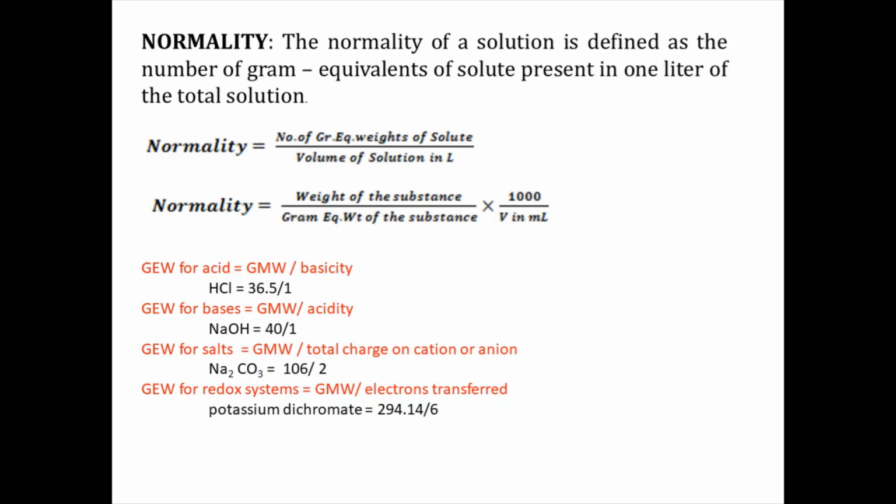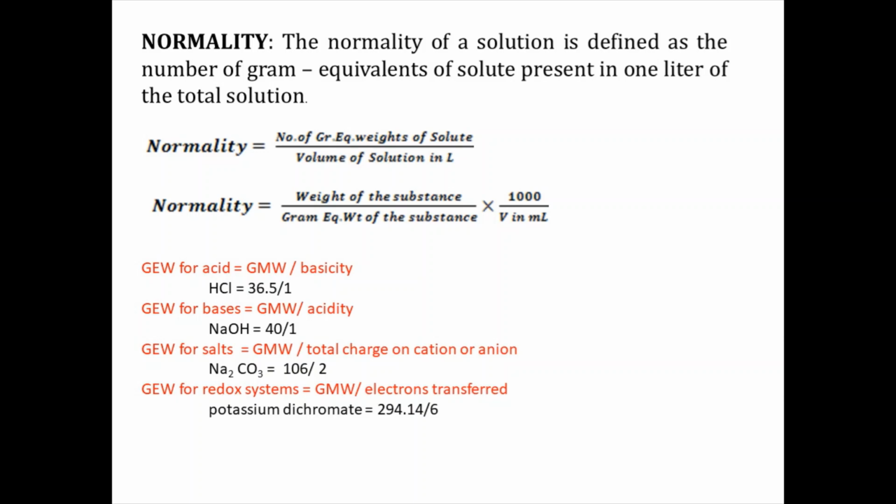CO3 carbonate carries a bi-negative charge, -2. CO3 is -2, 2 Na plus. So 2 into +1. Hence the total charge on cation or anion becomes +2 or -2. So we will remove the sign and just add the numerical here: 106/2.